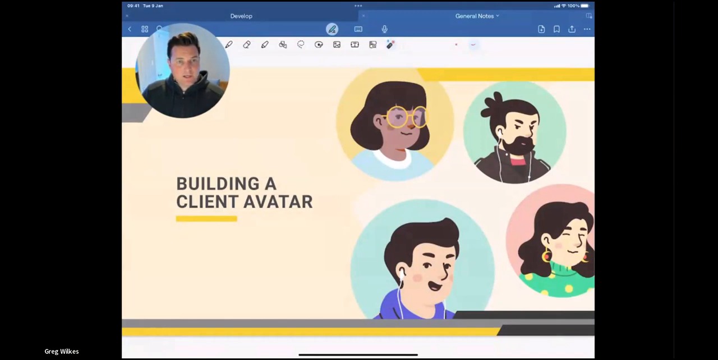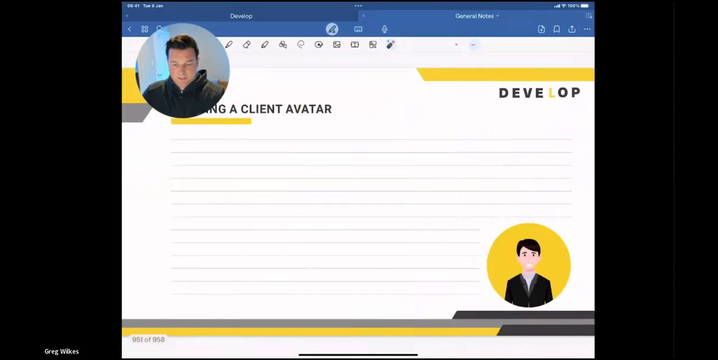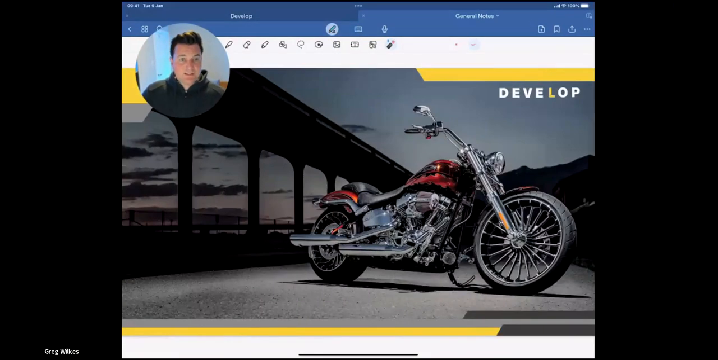Now, when you build an avatar, what then happens is you're talking the same language as the person that you're pitching to. When people are reading it, they think, oh, wow, this guy's really talking to me. When they're reading your social media posts and your blogs, they think, wow, this company really understands who I am. Now, just to give you an example of why this works, the only thing we need to look at is Harley Davidson.